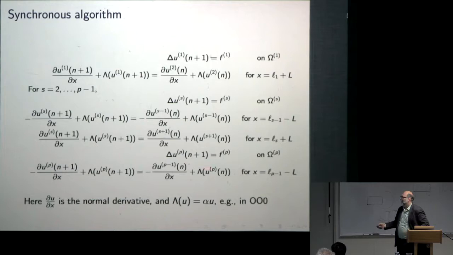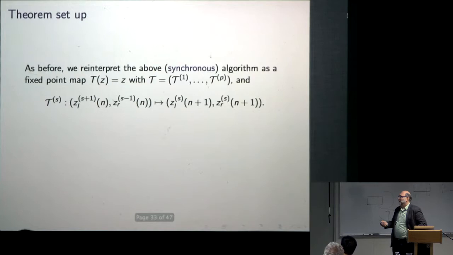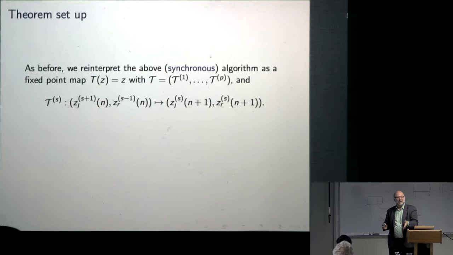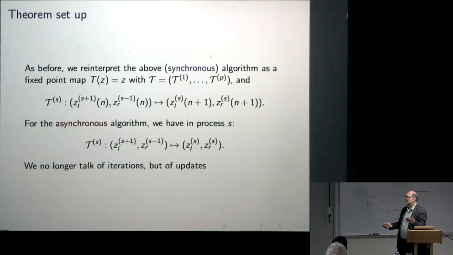And then in any of the other intermediate domains, you want to solve this local problem, and you have the boundary conditions appropriately on the left and the right, and the same for the end. Okay? So this is the synchronous problem, if you want. And then again, we think of this fixed point problem that maps boundary values to boundary values on these vertical lines. And now my asynchronous problem is as before. Essentially, I take right and left, but now I don't have n plus one again. I just use my updates. I do this asynchronously.